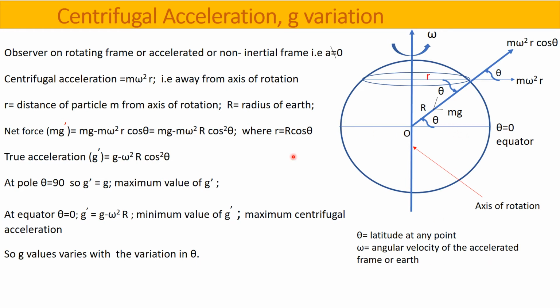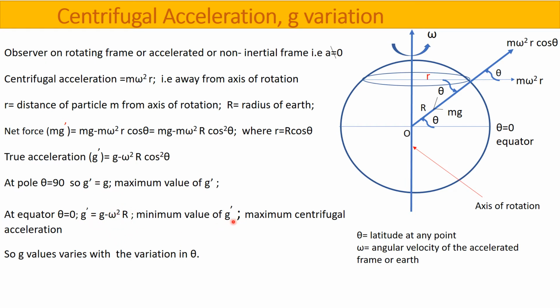You can see that at the pole, theta is equal to 90 degrees, so g prime is equal to g. We have the maximum value of g, and centrifugal acceleration plays no role. But at the equator, theta is 0, it subtends an angle of 0 degrees, so g prime is equal to g minus the maximum value of centrifugal acceleration. So the minimum value is g prime.